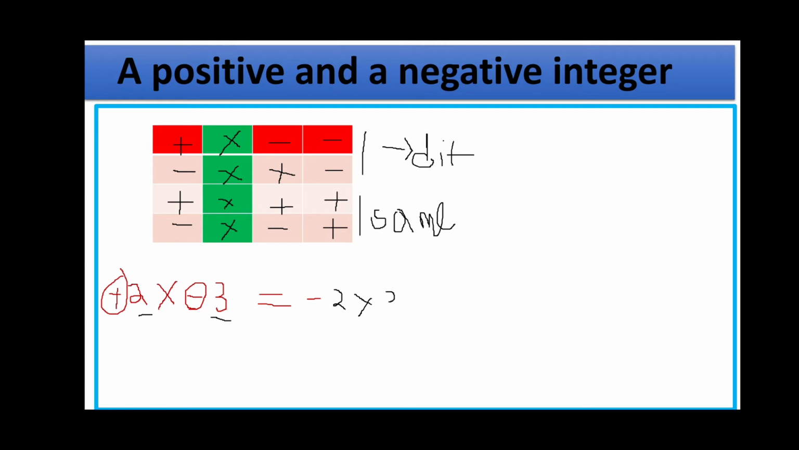So what is our result now? Minus 6. So first always check for the signs. If they are the same, then we will get positive, and if they are different, we will get negative. Now let us see one more example. Minus 6 into 7. Here also there is one positive integer and one negative integer.